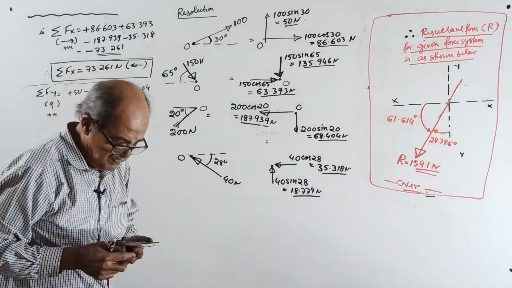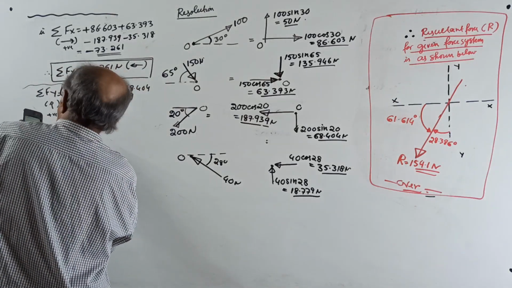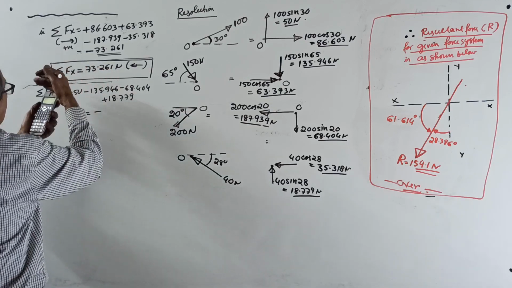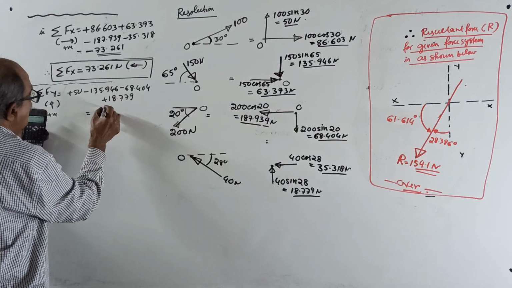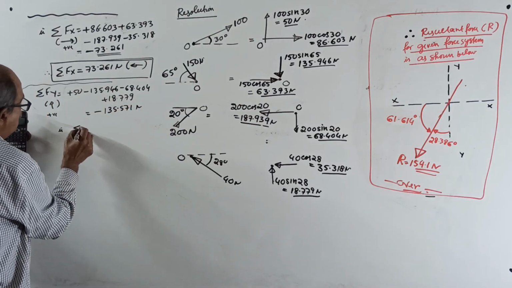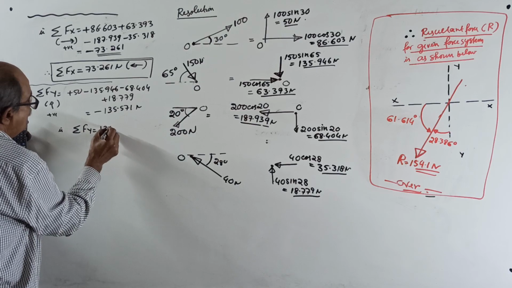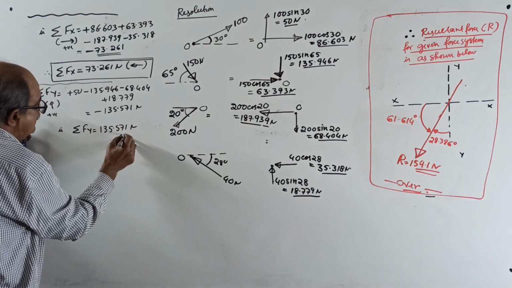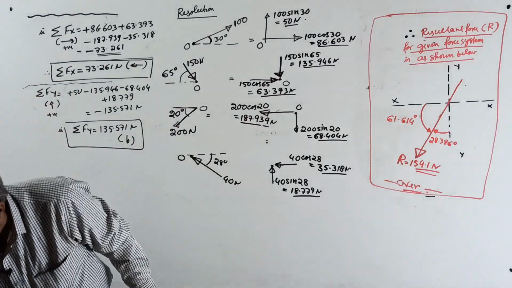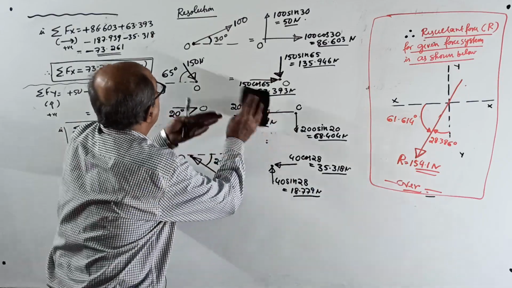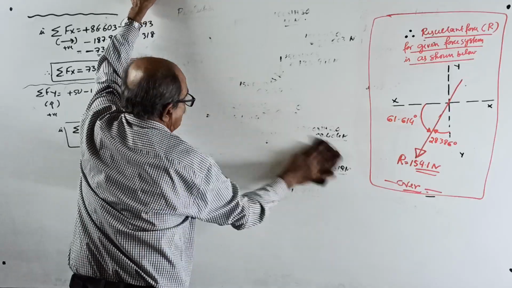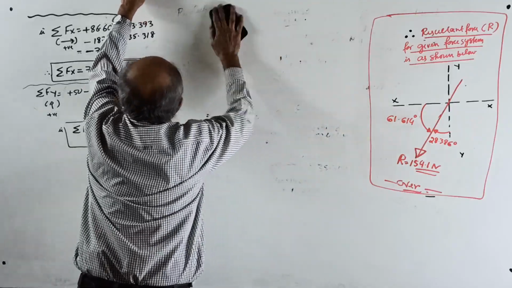Let me check. Minus 135.571. Again, minus 135.571. Minus came. That means your sigma fy is 135.571 Newton downward. Okay, this is also over. Now see, all this will vanish now, not required. Now the final answer. It is calling me, look at me; I am not looking at you.